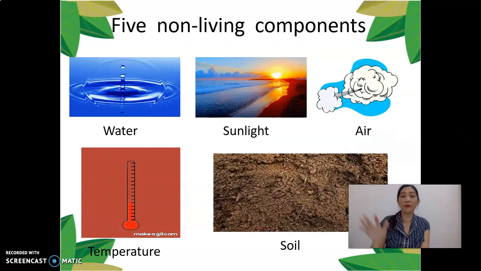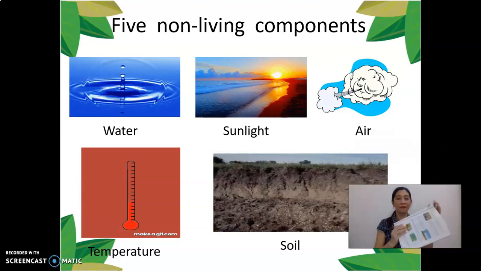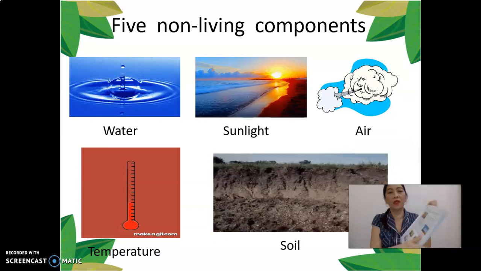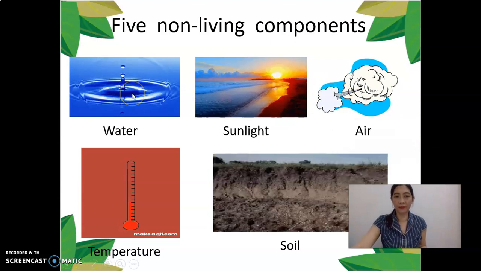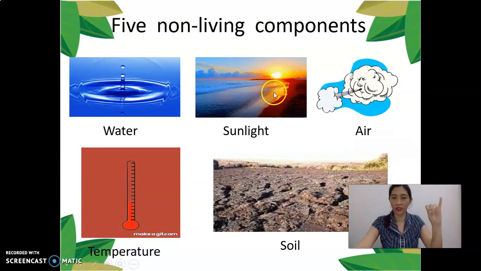We have 5 non-living components. First is water. Number 2, sunlight. Number 3, air. Number 4, temperature. And number 5, soil. Again, the 5 non-living components are water, sunlight, air, temperature, and soil.